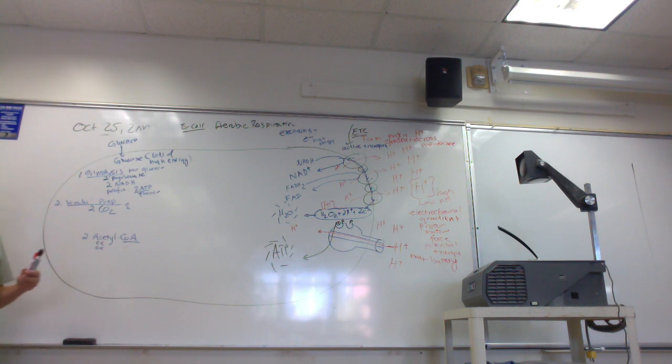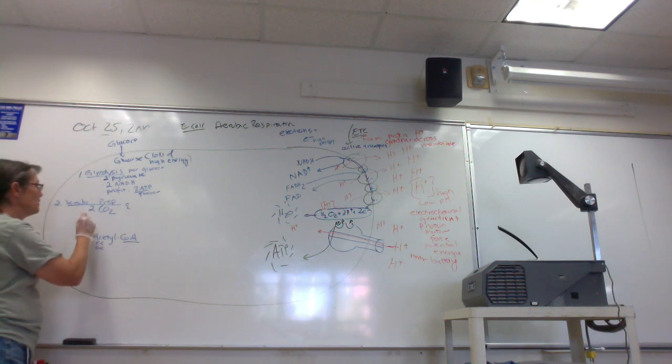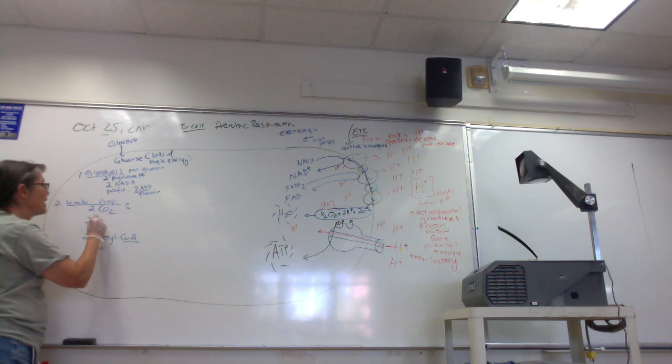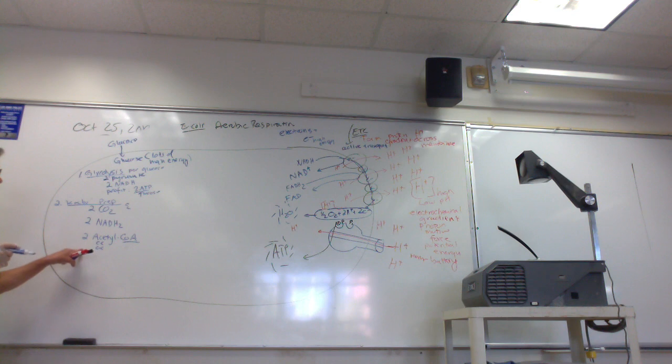And did we rip off any high energy electrons? Yeah, all these steps are slowly ripping off those high energy electrons. And so what did we make, you guys? Yeah, 2 NADH. Good. Right. And then what we're going to do is these 2 little acetyl groups, they still have some high energy electrons.